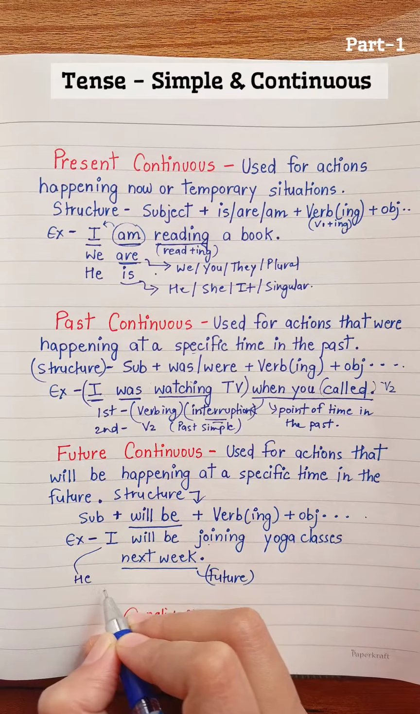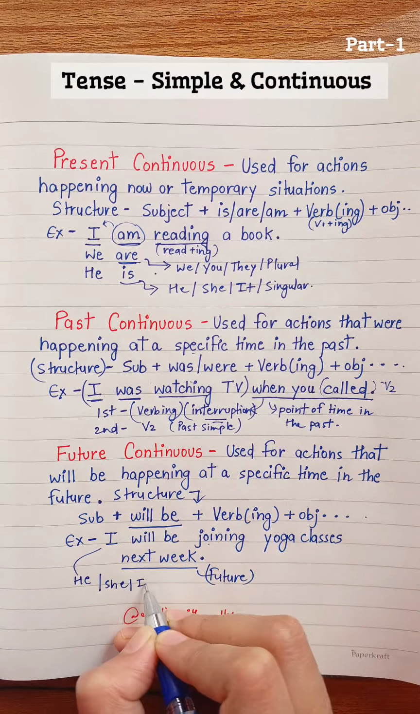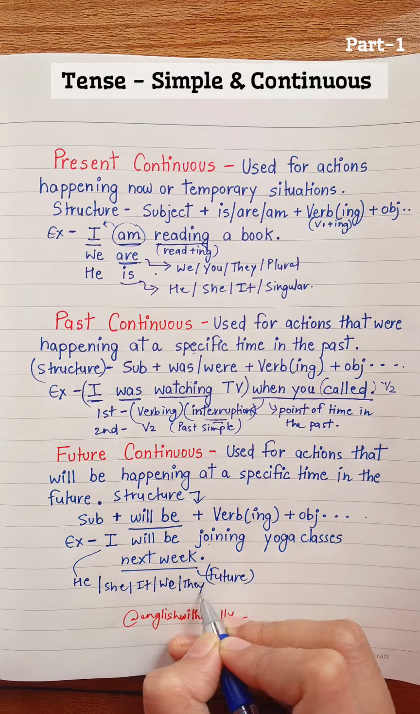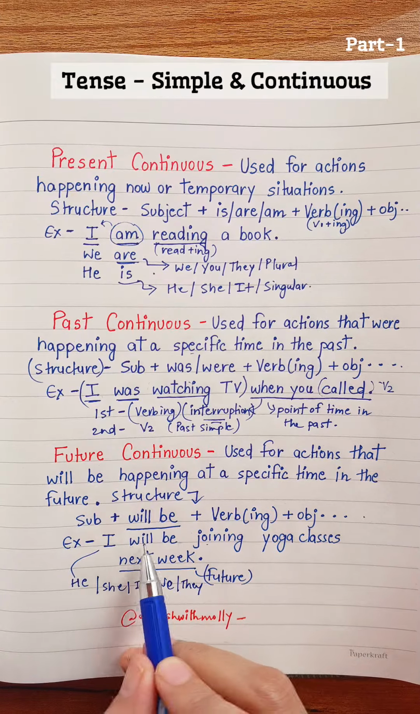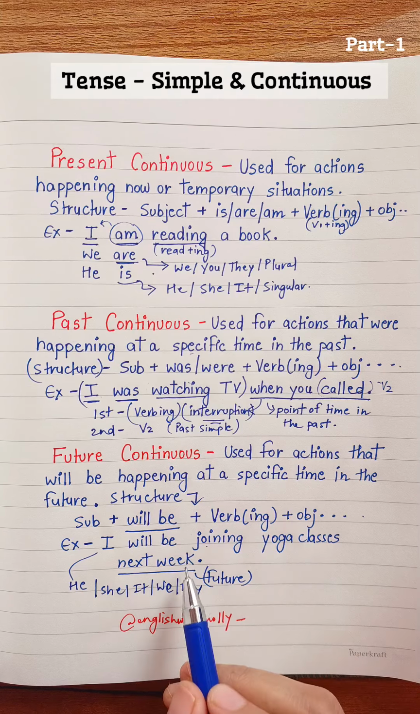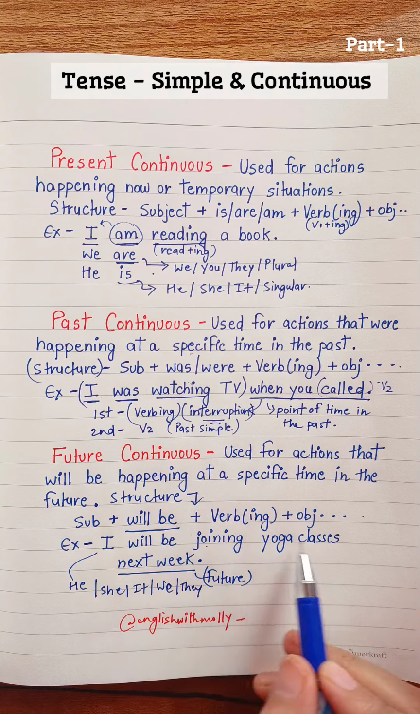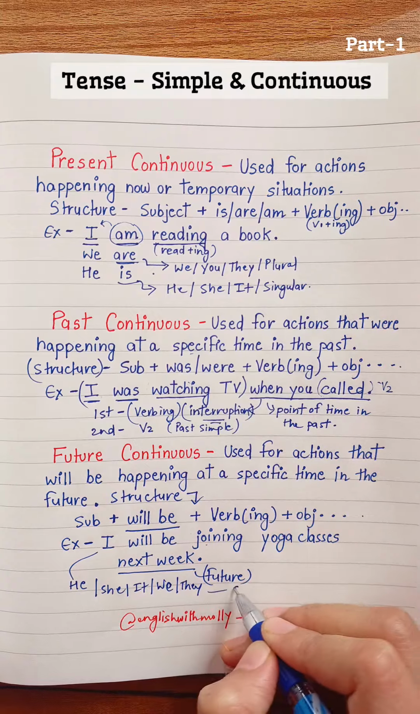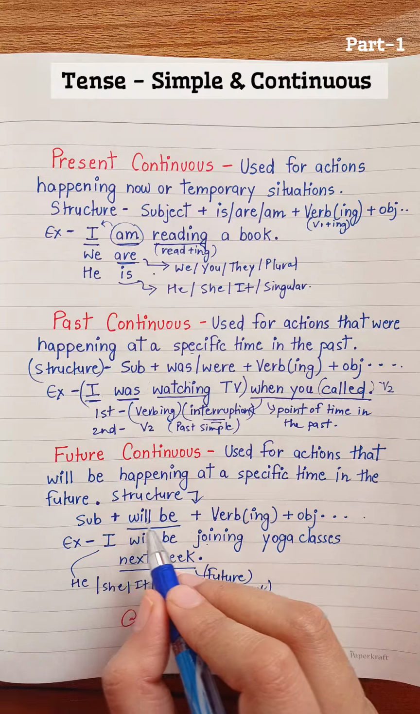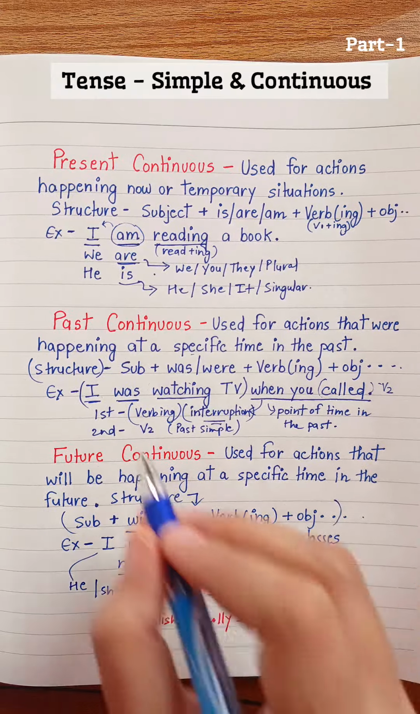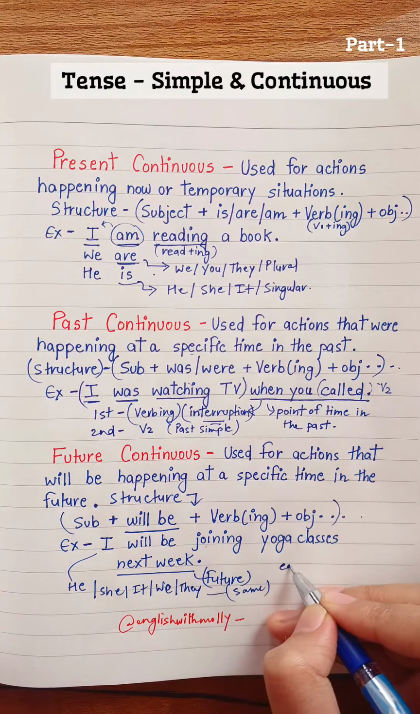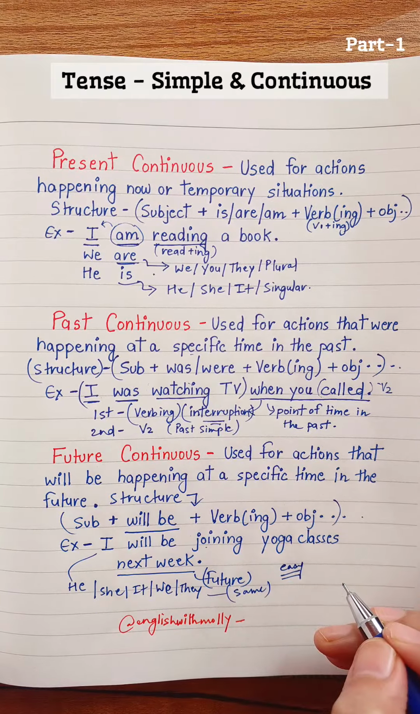Now, if the subject is he, she, it, we, or they, or singular or plural subjects: he will be joining yoga classes next week. Or if we take the other subjects, like we will be joining yoga classes next week. For all the different subjects, it remains the same. All you need is to keep in mind the structures. Guys, why am I saying structures? Because if you could remember the structures very well, then learning tense becomes easy, very easy.